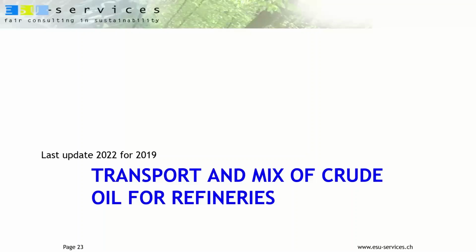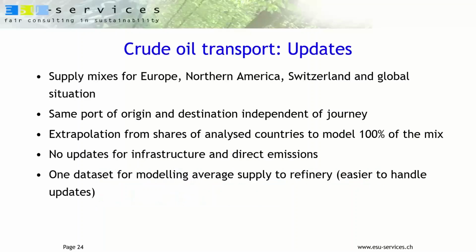Then we made inventories for the transport of crude oil to the refineries. We looked at the supply mixes for Europe, Northern America, Switzerland, and the global situation. Of course, there might be quite different ways and journeys, so we just took from one country to the other. We assumed one port of origin and destination for the journey. We made an extrapolation for the share of analyzed countries to have 100% of oil in the mix at the end. And there were no updates on minor issues like the infrastructure and the direct emissions from transportation.